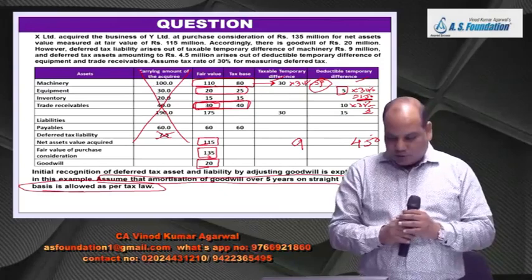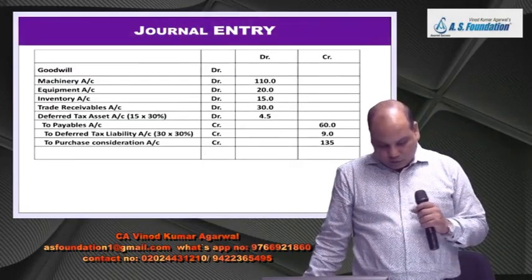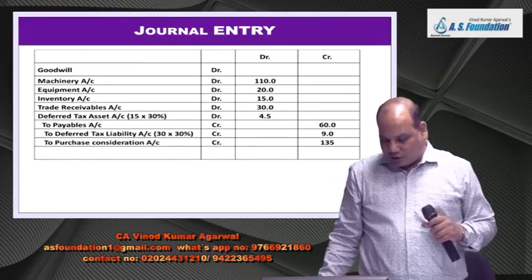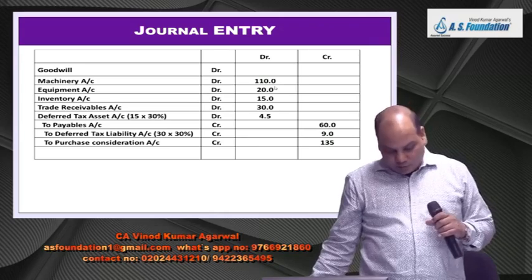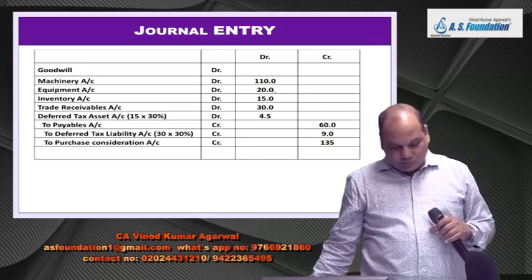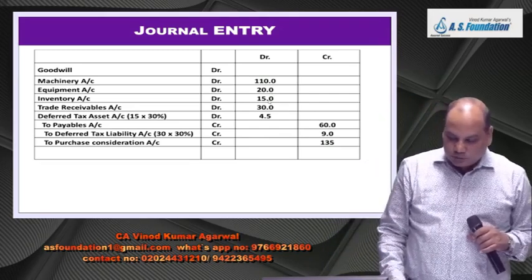So first we will see the calculation of goodwill. See the journal entry, check whether it is right or not. Machinery account debit 110 fair value. Equipment account debit 20. Inventory account debit how much?